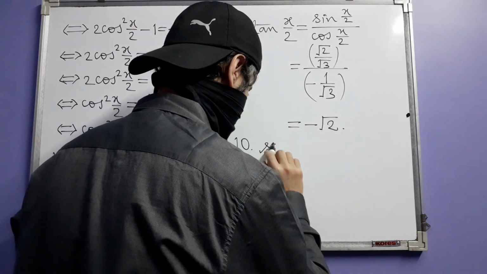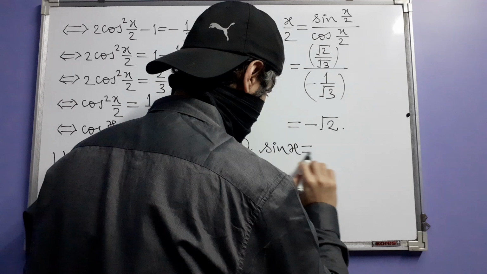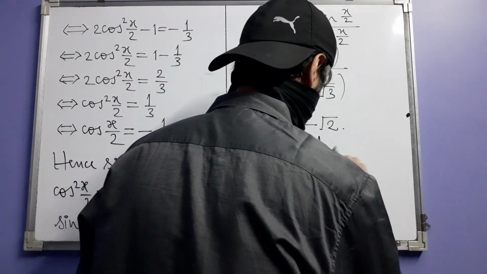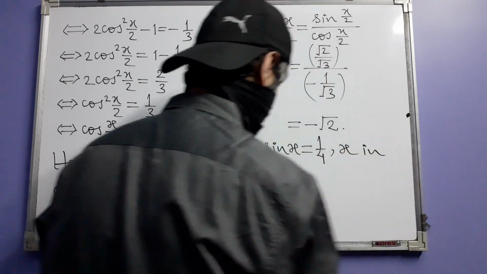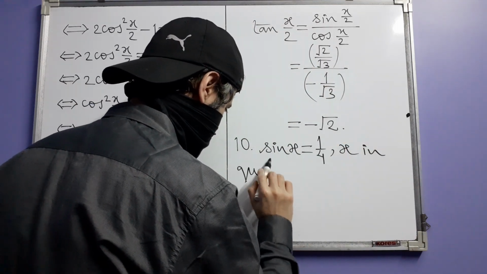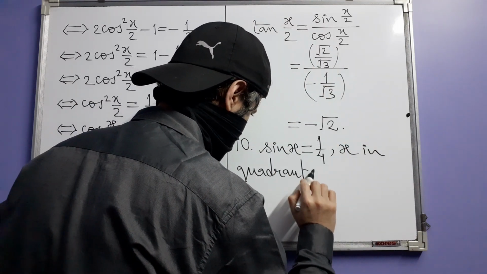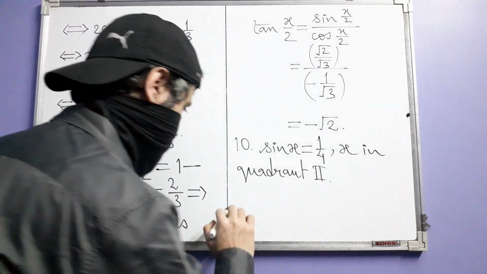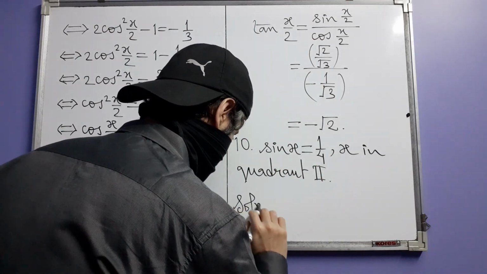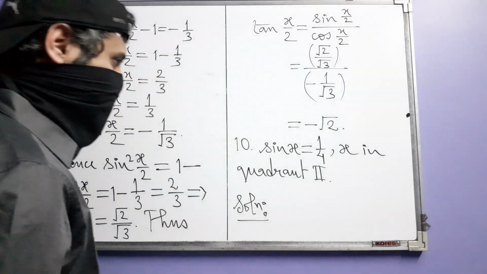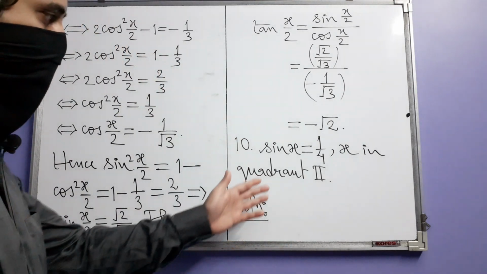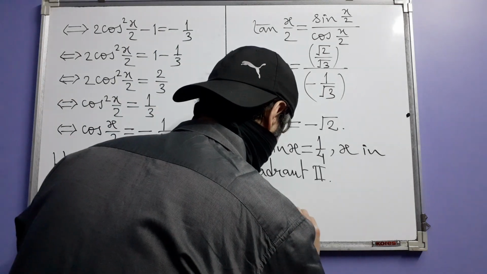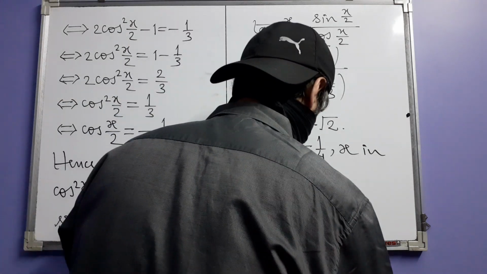Here, sin x is 1 divided by 4, and x is in quadrant 2, x is in the second quadrant. If x is in the second quadrant, then it's very easy for us. X divided by 2 will be in the first quadrant, and so everything will be positive.